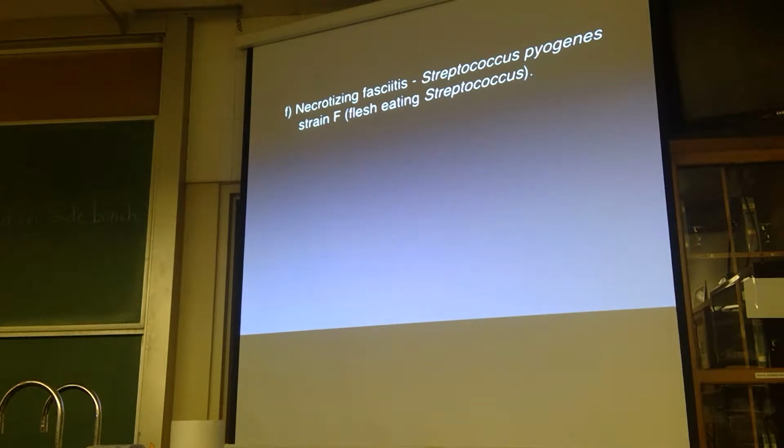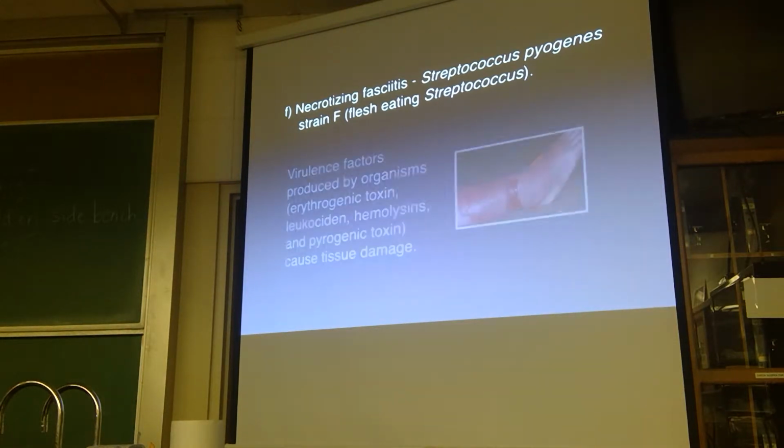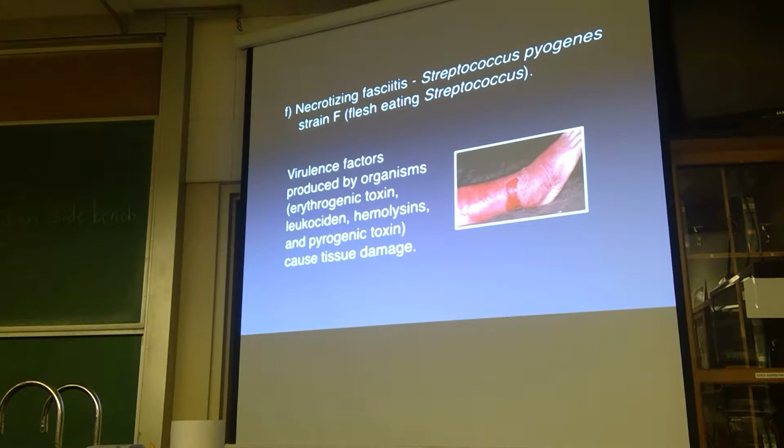Now, I brought this little guy out because this is our model. This is the necrotizing fasciitis strep. You see he's got a knife and a fork. This is the flesh-eating strep. So it's Streptococcus pyogenes, but it's a specific strain of Streptococcus pyogenes, strain F, that is called the flesh-eating strep. And these guys, again, they produce these various virulence factors, but they can get into the tissue and very rapidly spread.